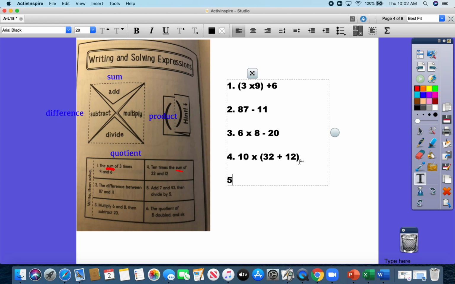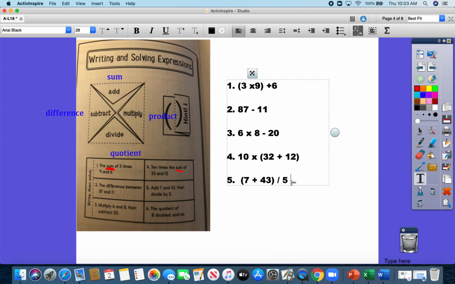Okay? Number 5, add 7 and 43, then divide by 5. So again, what do I have to do first? I have to add 7 plus 43. Then I'm going to divide by 5. Now notice, if I had not put the parentheses here, let's just take them out. If I had done 7 plus 43 divided by 5, what am I going to try to do first? 43 divided by 5. Well, that doesn't even go evenly. So those parentheses are really important for that problem.